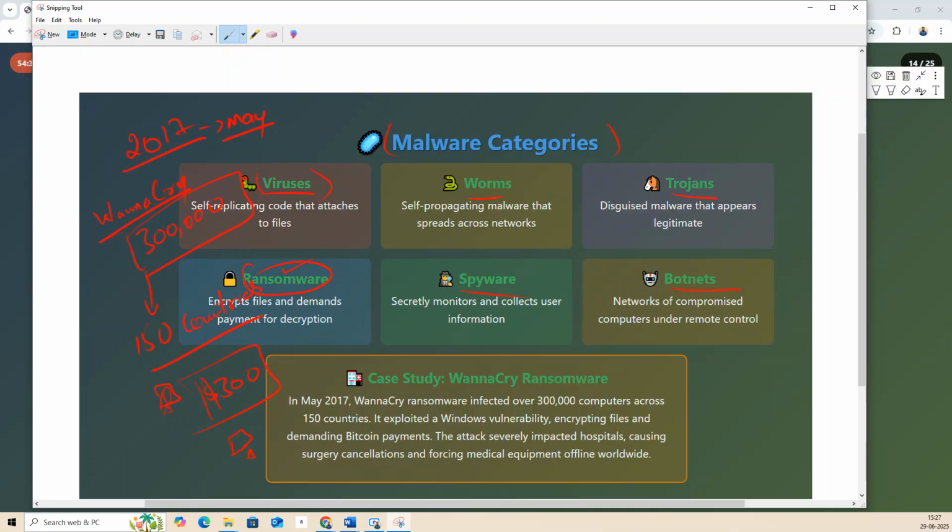Here's the ironic part. Microsoft had released a patch for this vulnerability 2 months before WannaCry hit. No one had applied the patch, right? Organizations that had kept their systems updated were protected. The attack succeeded primarily against organizations that hadn't applied security updates. WannaCry taught us several critical lessons.